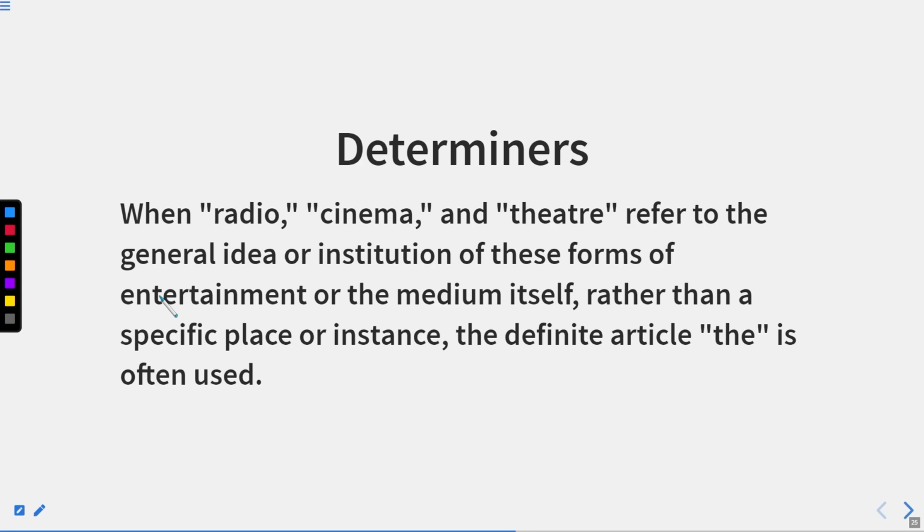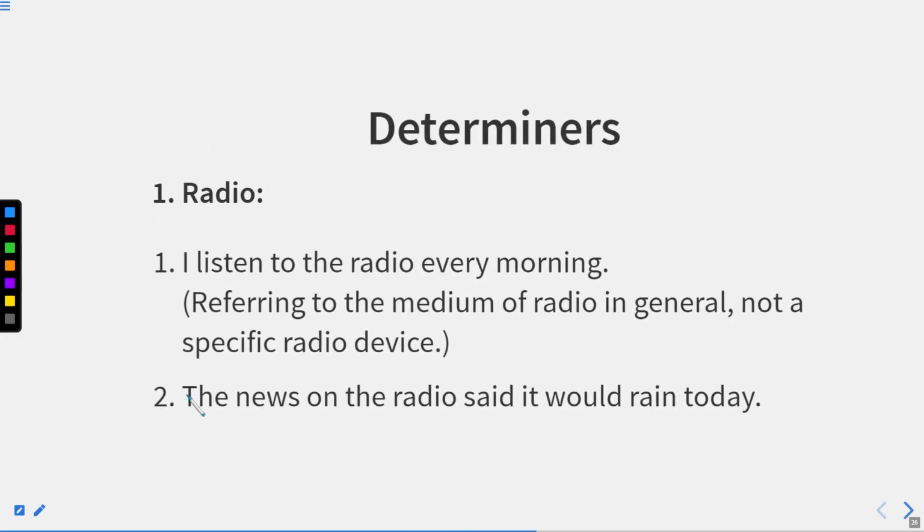Now, when radio, cinema, and theater refer to the general idea or institution of these forms of entertainment, or the medium itself, rather than a specific place or instance, the definite article the is often used. Now, when we have words like radio, cinema, and theater, if these refer to the general idea or institution of these forms of entertainment or the medium itself rather than a specific place or instance, the definite article the is often used. Let us see some examples.